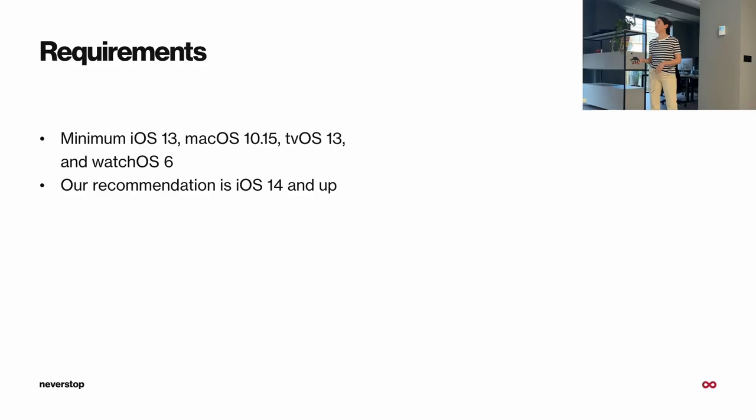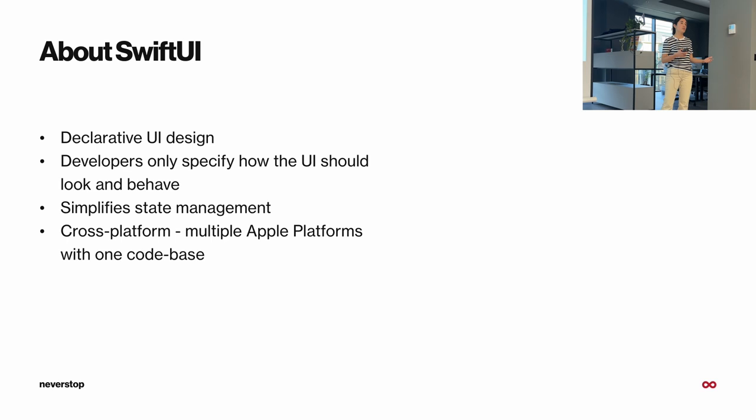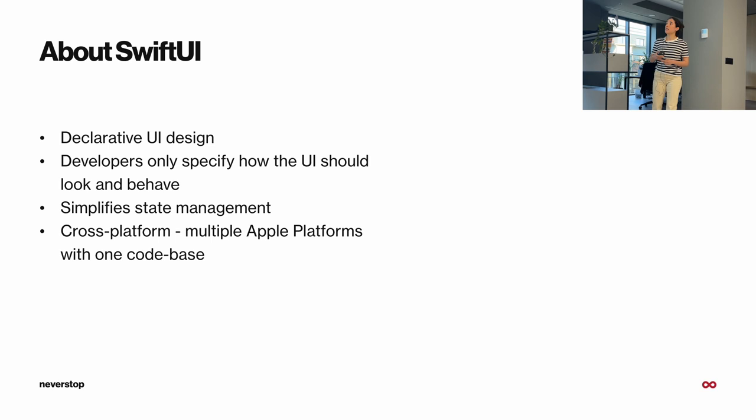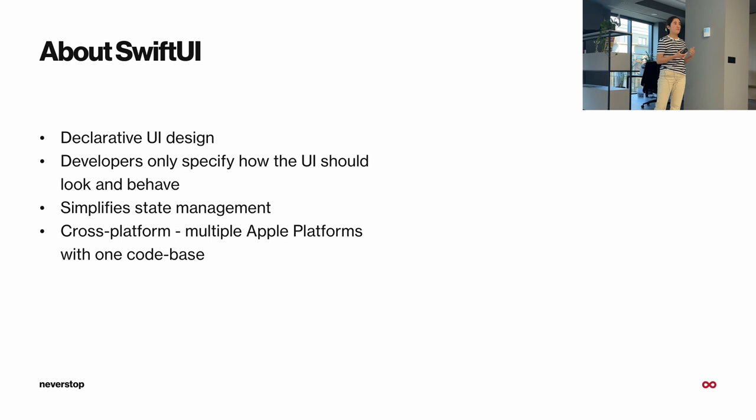Now, finally, we get to the part where we talk about SwiftUI. So SwiftUI is a fairly new framework that's used as a declarative way of designing user interfaces. The developers need to specify how the UI should look and behave, and SwiftUI takes care of the rest. So displaying animations, stuff like that, SwiftUI does that for us. SwiftUI also greatly simplifies state management, and we'll take a look at it in the next slide as well. But that means that the displayed content on screen matches the data that's behind it. It's also cross-platform, so that's one great thing about it. That means if you design a user interface for one platform, you can easily use the same one for another.